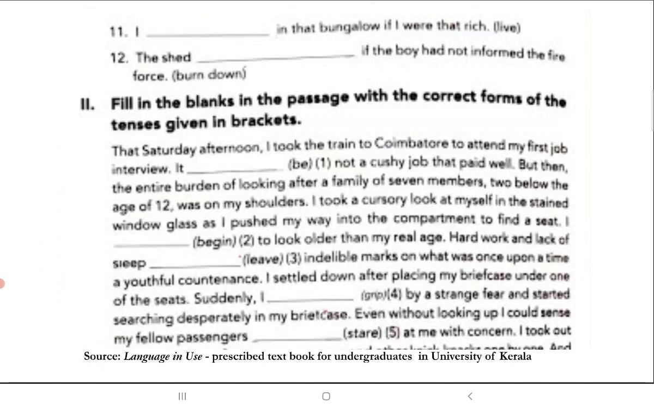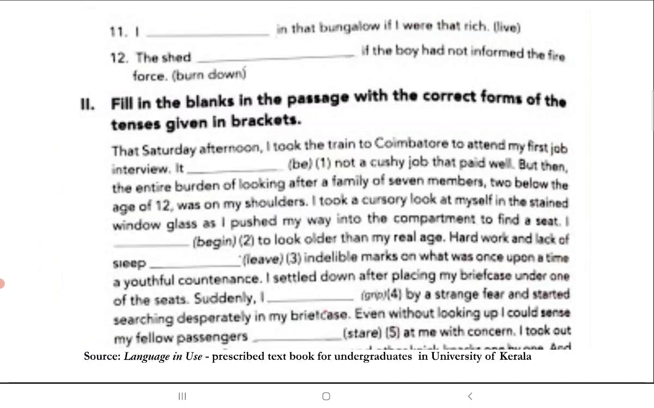But then the entire burden of looking after a family of 7 members, 2 below the age of 12, was on my shoulders. I took a cursory look at myself in the stained window glass as I pushed my way into the compartment to find a seat. I dash begin to look older than my real age. Here it is about the past continuous action. I was beginning to look older than my real age.